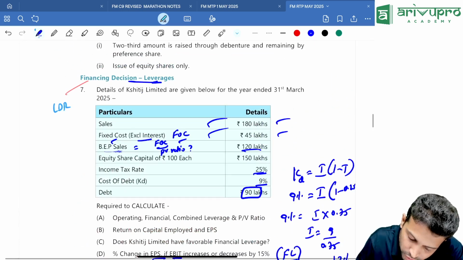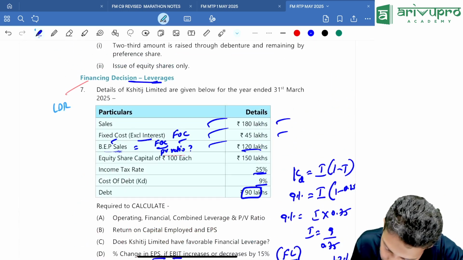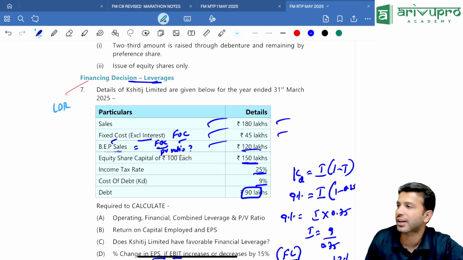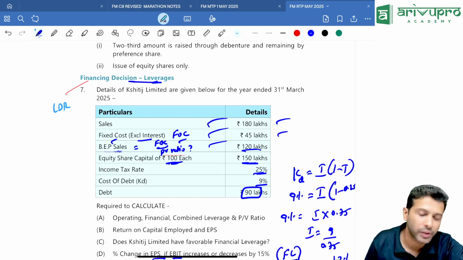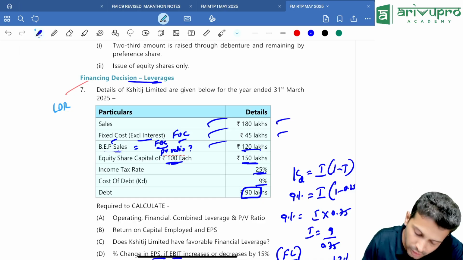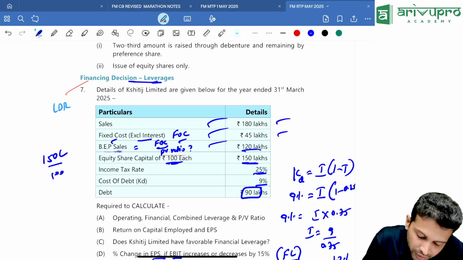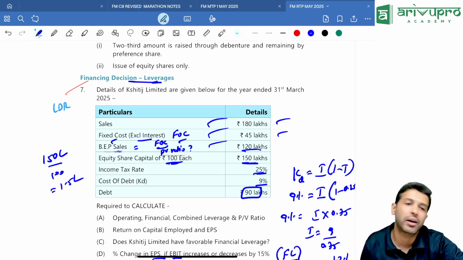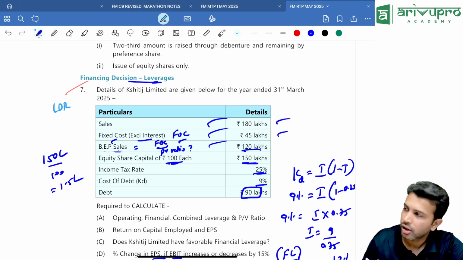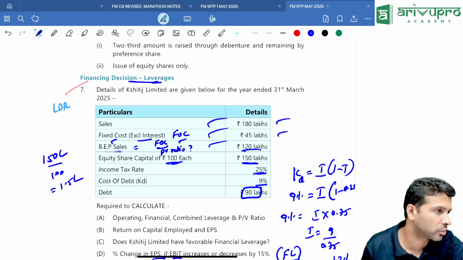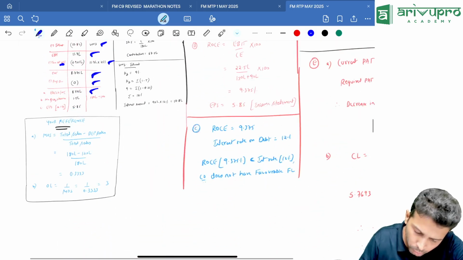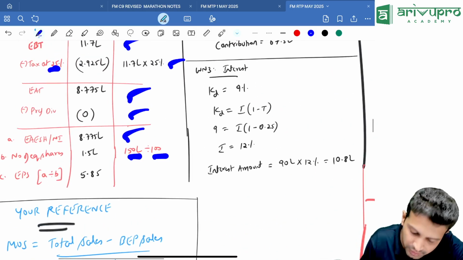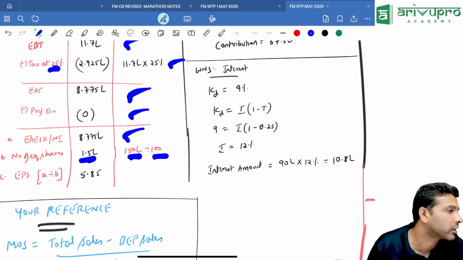I've used this info. Equity share capital. Again, use this information. How much is equity share capital? 150 lakh. Each equity share's face value is how much? 100. So how many shares do you have? 150 lakh divided by 100, if you do, you'll get 1.5 lakh. For EPS calculation, we need the number of shares. How much is the number of shares? 1.5 lakh. That we just now got. Putting it in here. That's what I've done here. 150 lakh divided by 100 will give you the number of shares to be 1.5 lakh.